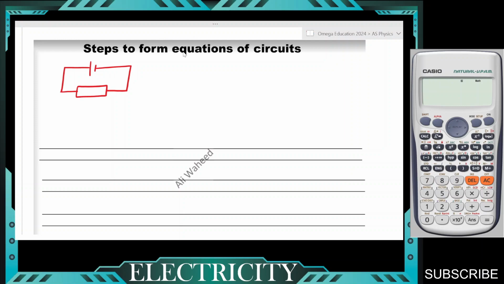As simple as you like. So let's say the EMF of the source is E, the EMF of the battery. And the resistance of the resistor is R. The current that flows through the circuit is I.